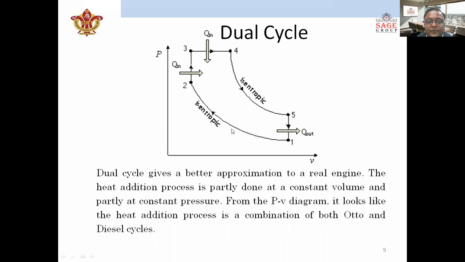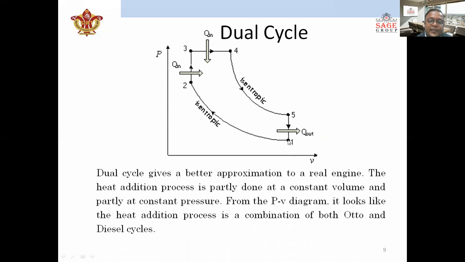1 to 2 isentropic compression, 2 to 3 is the constant volume heat supply, 3 to 4 constant pressure heat supply, 4 to 5 that is called the isentropic expansion. So these are the processes, and finally 5 to 1 exhaust, जो आपकी गैसेस बाहर जाती हैं उनके लिए वाली प्रोसेस है Q out. तो आइसेंट्रोपिक प्रोसेस जिसमें कि कंप्रेशन हो रहा है, एक्सपांशन भी हो रहा है.